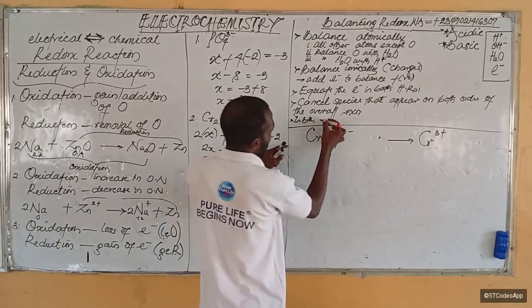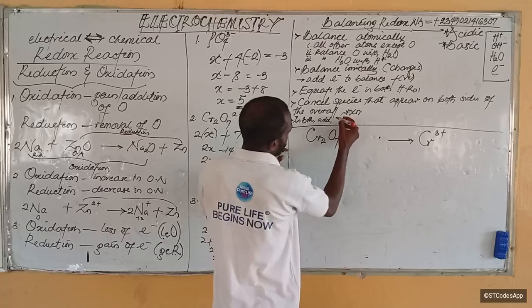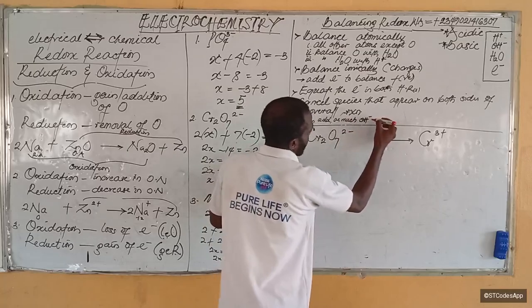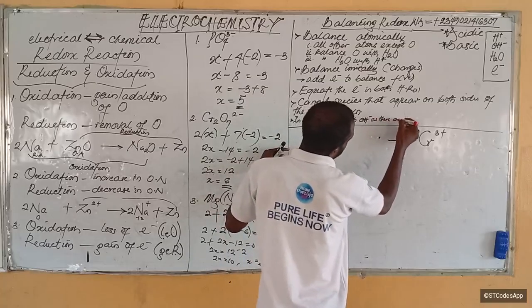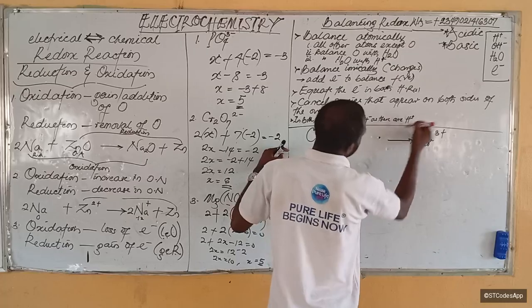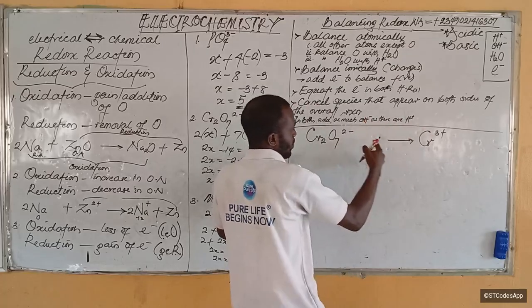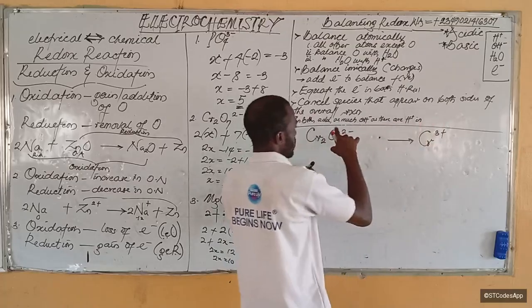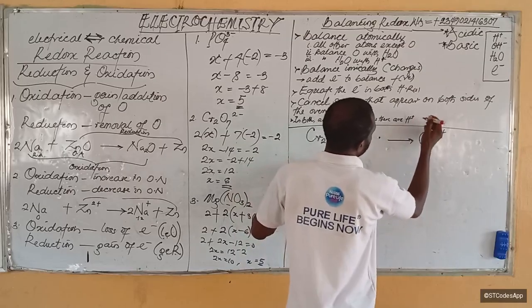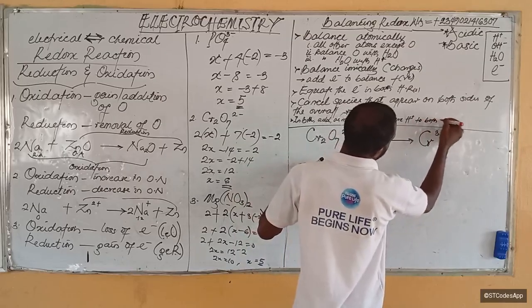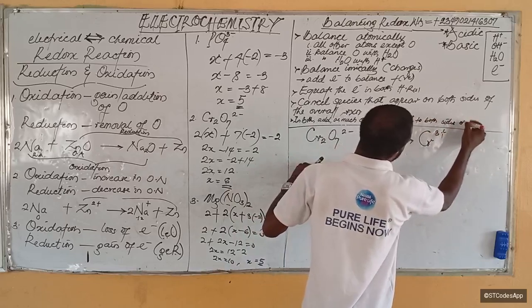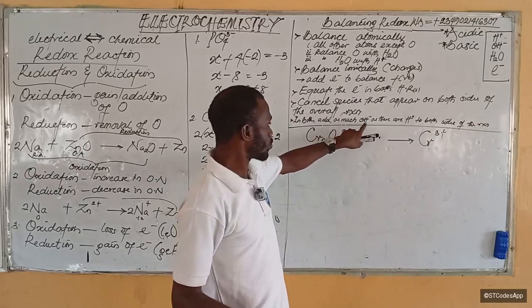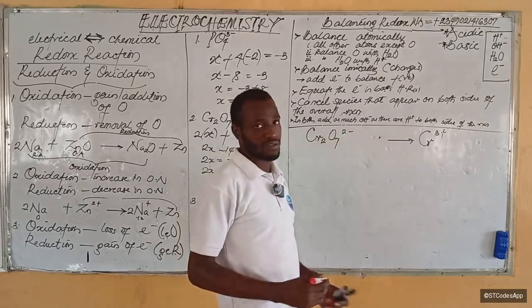In basic medium, add as much OH minus as there are H plus, and this is what I wanted to make in that expression before, to both sides of the reaction. So you should add as much OH minus as there are H plus to both sides of the reaction.